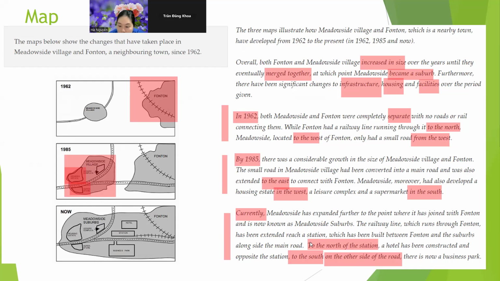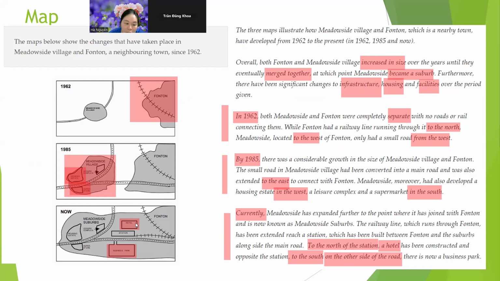ngày nay chẳng hạn nhé, to the north of the station a hotel has been constructed and opposite the station, thì chúng ta thấy ngay to the north of the station là bắt đầu tính từ cái mốc là cái station, mình nhìn về phía bắc. Đó, to the north thì mình sẽ thấy cái hotel. Đó. Rồi to the south, on the other side of the road there is a new business park. Như vậy là vẫn lấy cái mốc station nhưng mình nhìn về phía nam thì mình sẽ thấy business park.